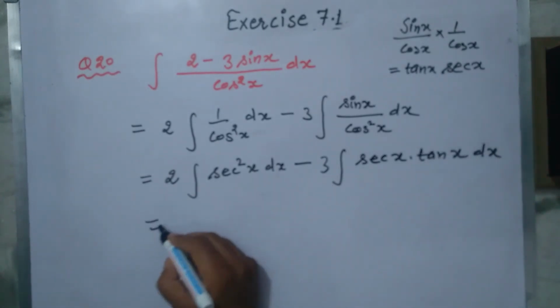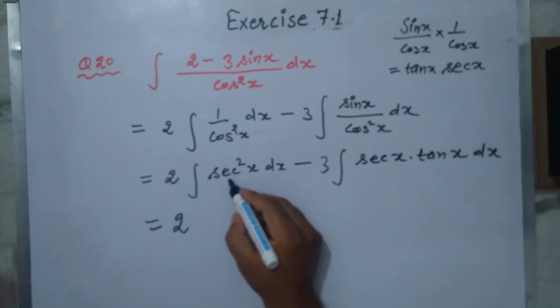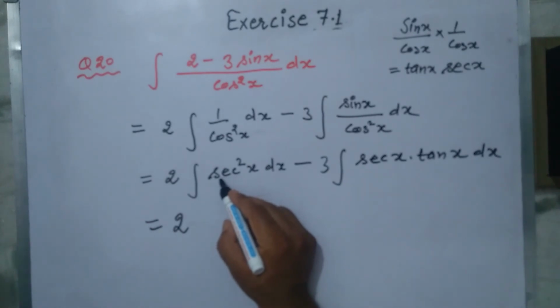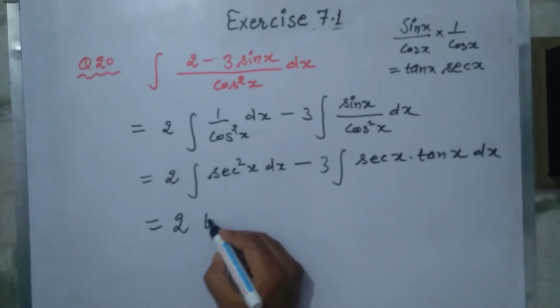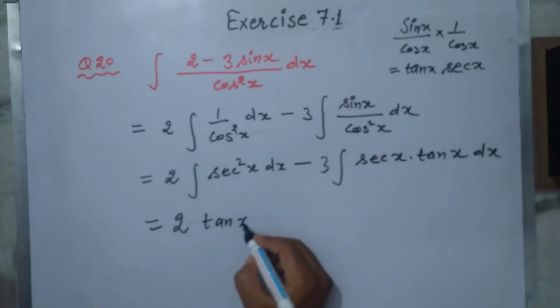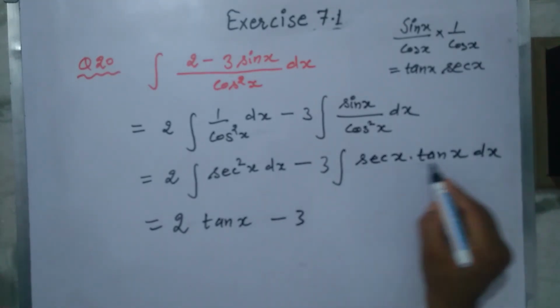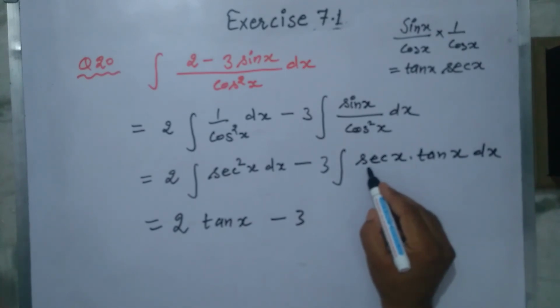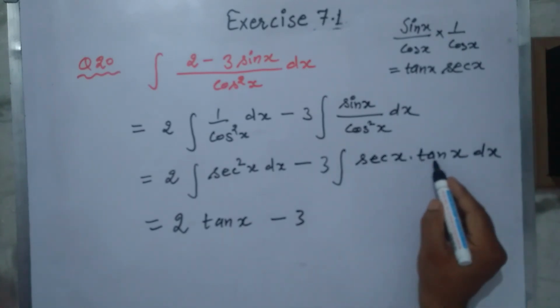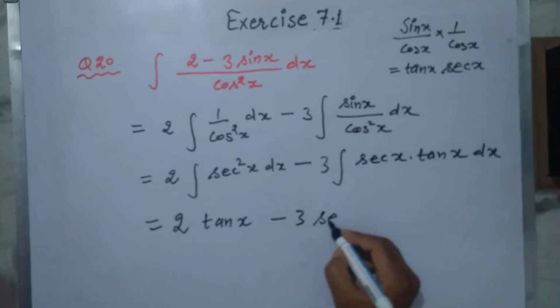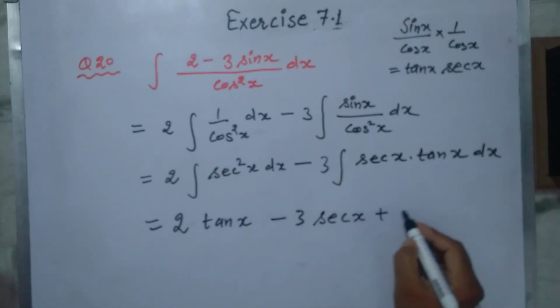So finally we have 2 into, this is the derivative of tangent x, so integration of secant square x is tangent of x, minus 3, this is the derivative of secant of x, so integration of secant x into tangent x is secant of x plus c.